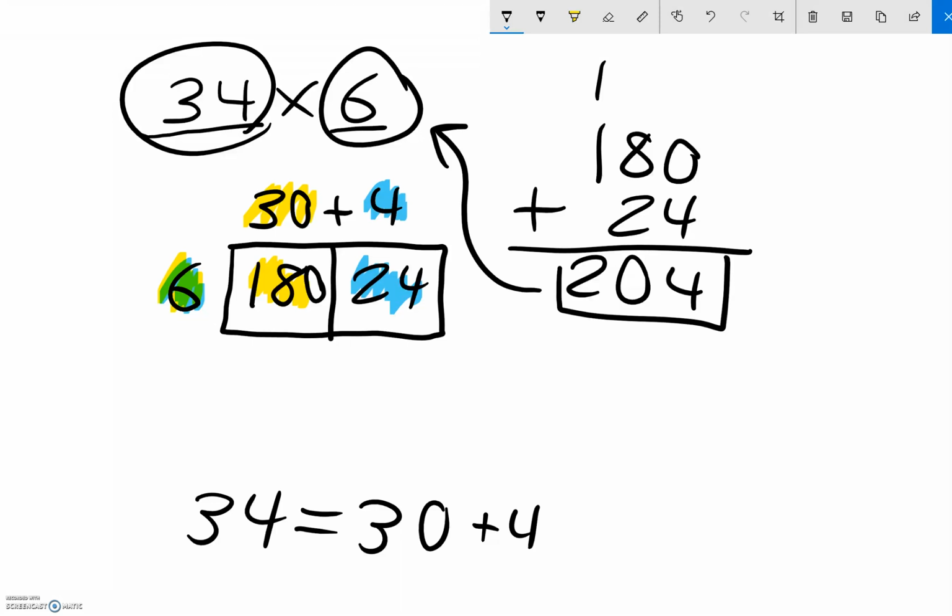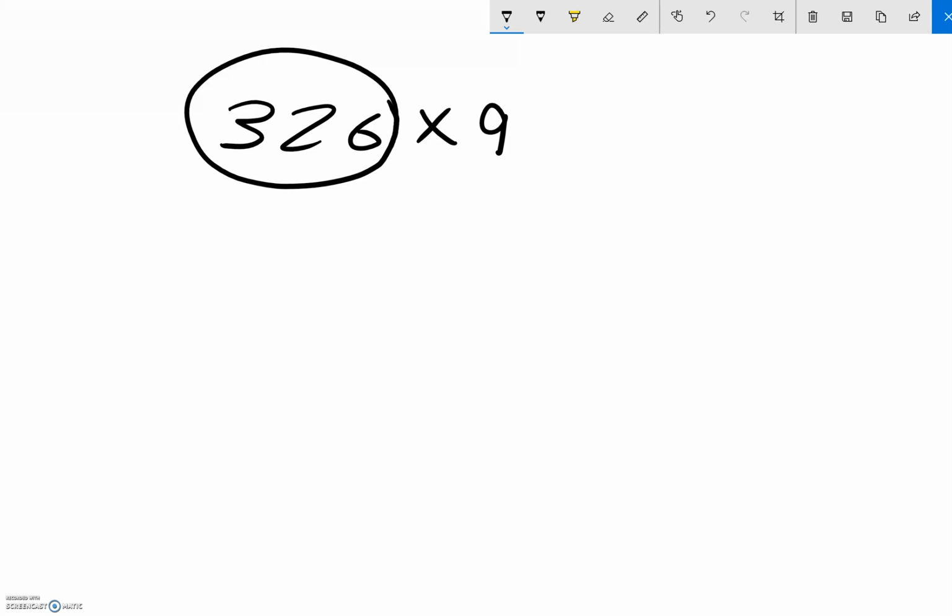Okay, now let's go on and do a problem that's a little bit more difficult. This time, we're going to do a problem that has more digits. Okay, here we have 326 times 9. Okay, so think, what kind of area model, what kind of generic rectangle are we going to use for this problem? Well, this number here, 326, has 3 digits. 1, 2, 3. This has 1 digit.